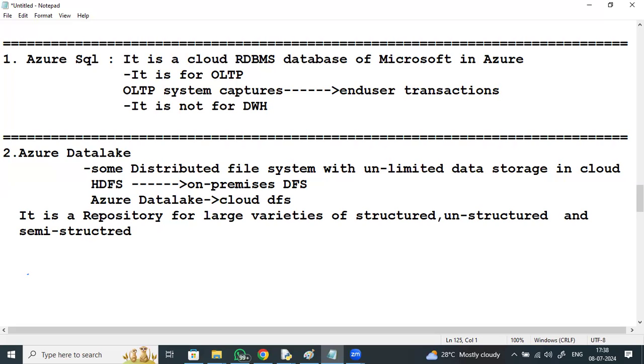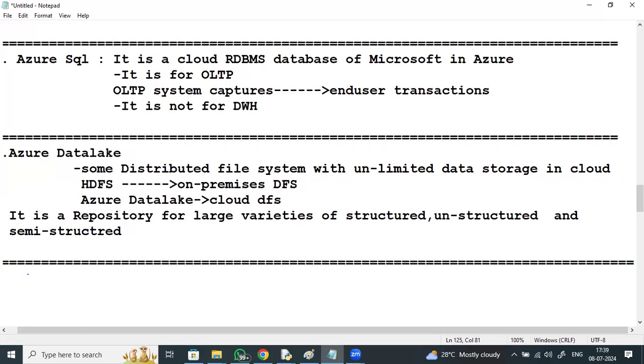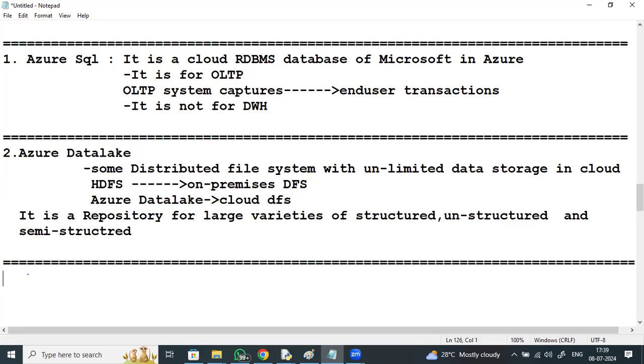Later I'll discuss it in brief. So it's a distributed file system with unlimited data storage in the cloud. It's a kind of cloud distributed file system, I can say. Next, Azure Data Factory, ADF.